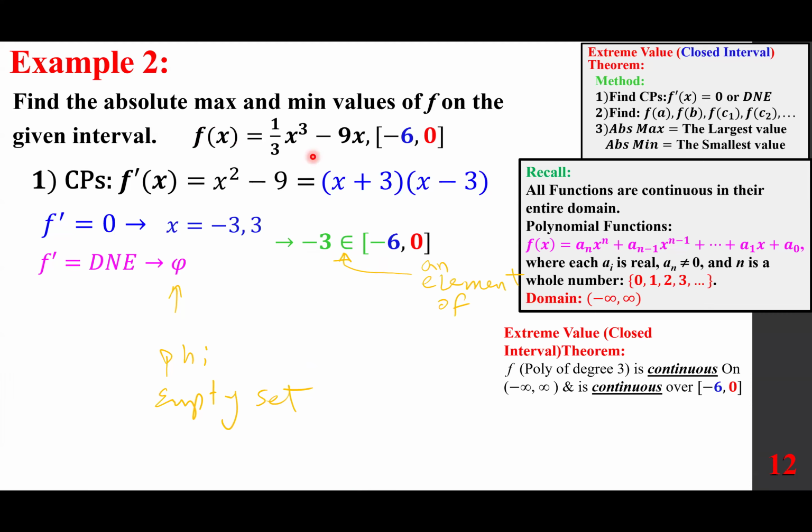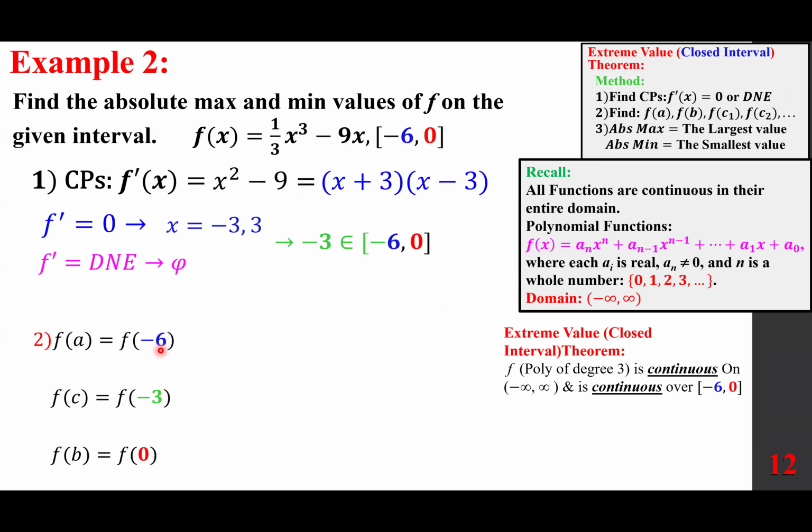Therefore, we're going to go back to the original function and evaluate it. So now we're going to find number 2: f of a, f of minus 6, f of b, f of 0, and f of all the critical points. We happen to have 1, okay? So f of negative 3. By the way, you may have more than 1. It's important to check everything is within the given interval. So we are going to write the original function, f of x equals 1/3 x cubed minus 9x. We're going to put negative 6, negative 3, 0. We're going to evaluate them.